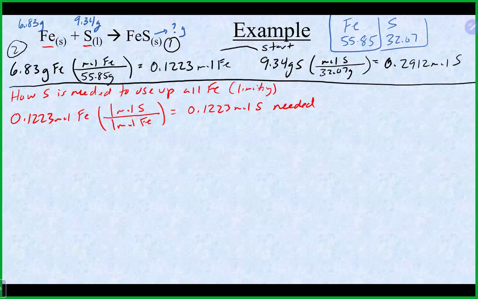First off, any questions so far? Now, what I do with that is compare that number, how much is needed, to how much I'm starting with, which I calculated above. So I'm going to take this number and compare it here. I need 0.12 moles. I have 0.29 moles of it. I do have enough.